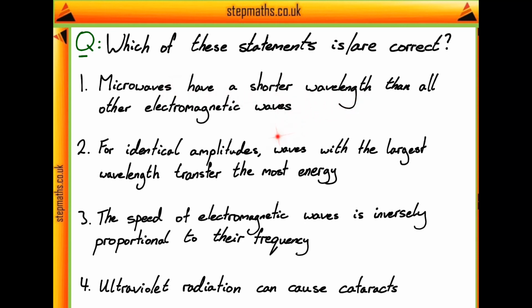The second is that for identical amplitudes, waves with the largest wavelengths transfer the most energy. The third is that the speed of electromagnetic waves is inversely proportional to their frequency. And the final statement is that ultraviolet radiation can cause cataracts.